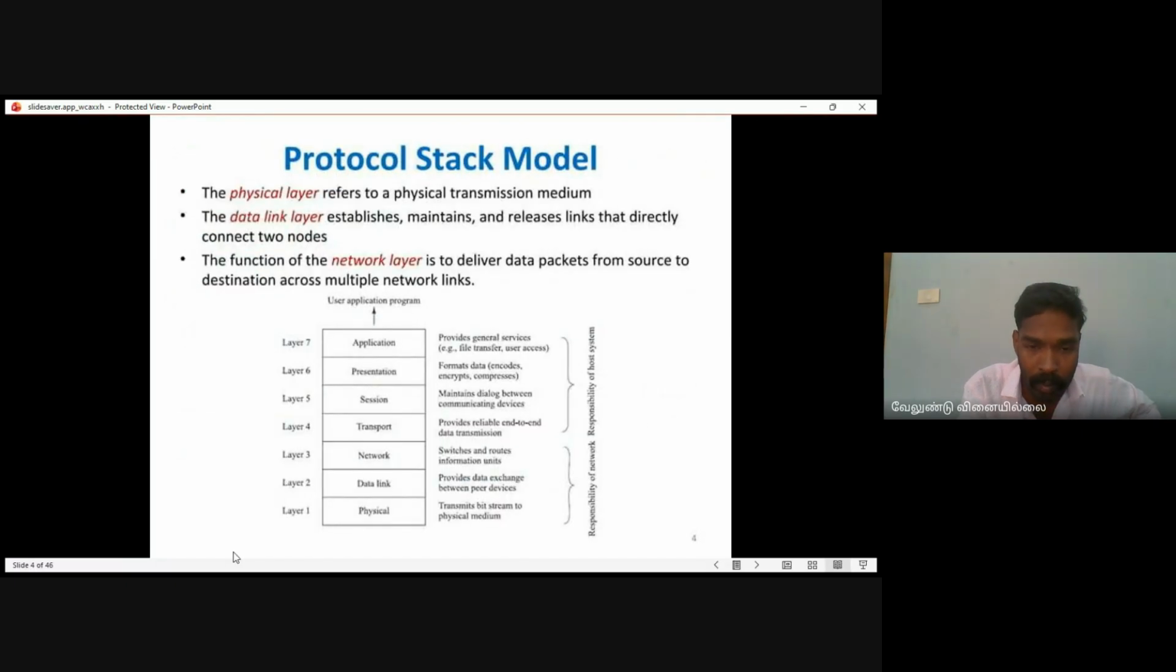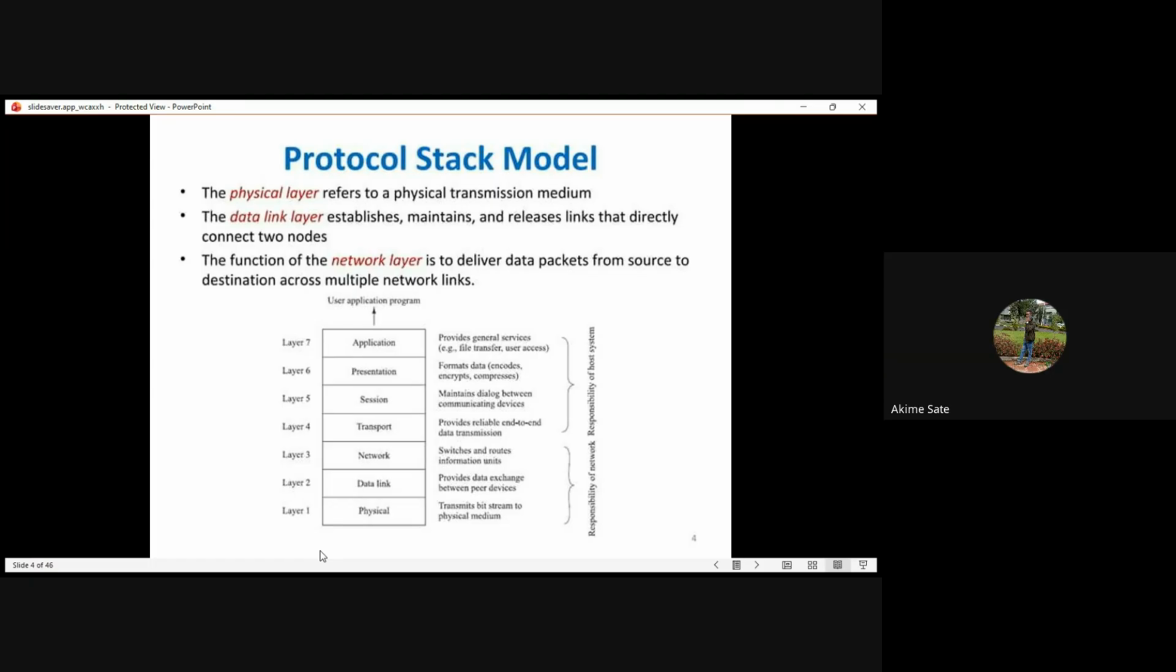So where will optical be placed? Between the data link layer and the physical layer. What is the physical layer? Can anyone say? Physical layer means it is used just for the physical transmission.